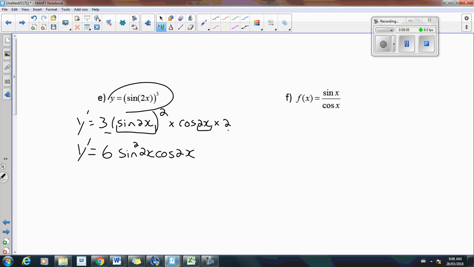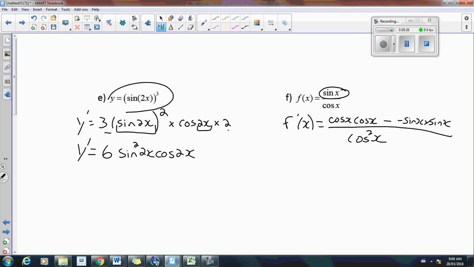For F, we need the quotient rule here. So f prime, take the derivative of the numerator, which is cos x, times the denominator, subtract the derivative of the denominator times the numerator, all over the denominator squared. Simplifying what's on top is cos squared x plus sine squared x all over cos squared x. You should remember from 30-1, or it's on the formula sheet, of course, cos squared x plus sine squared x is 1.